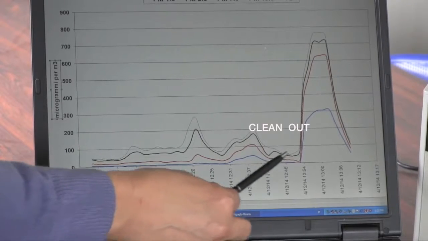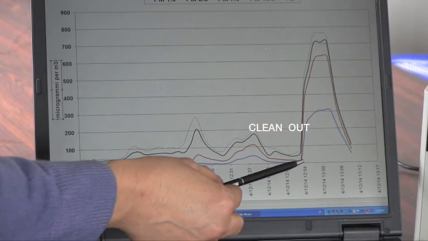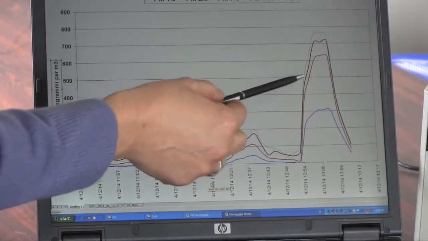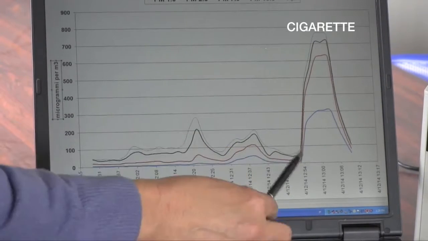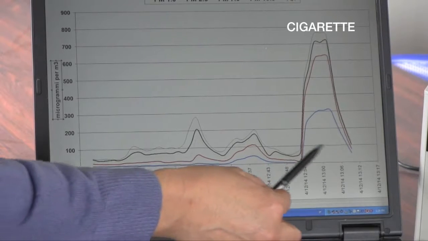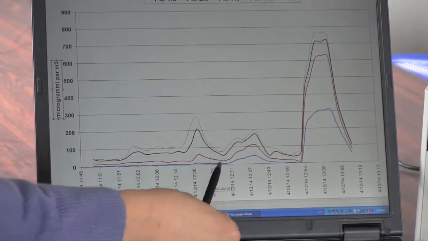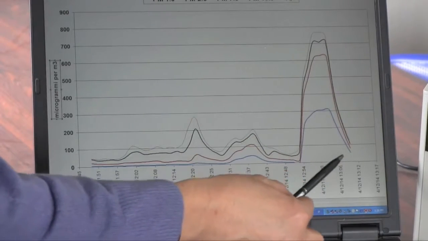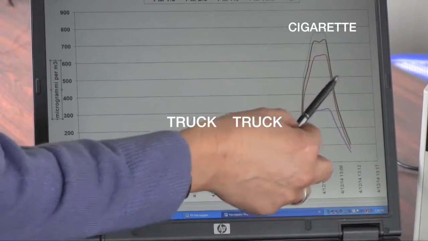After 8 minutes, the engine was stopped, and we then opened the door to clean out the air of the office so it could reach the background concentrations. At this point, the smoker lit a cigarette, and you can see the particle concentrations jumped to very high levels. To summarize, both the truck and the cigarette generated air pollution for 8 minutes, but the cigarette peak was much bigger than the peak caused by the truck.